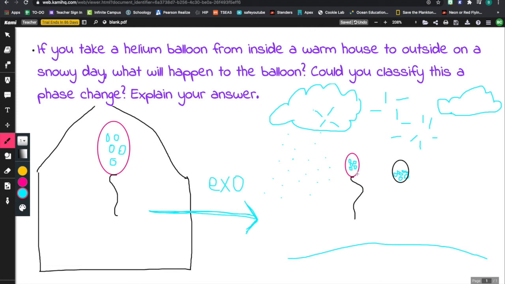Okay, losing kinetic energy. And then, last part of this question, could you classify this as a phase change? Well, if we have gas and we are coming outside and our balloon is still full of gas and there's no liquid, then no, there's no phase change, okay? But if we were to develop a liquid inside of a balloon, then yes, it would be a phase change. All right, I hope that makes sense. Let me know if there's any confusion about these concepts still, and I'll try to find another way to teach it.